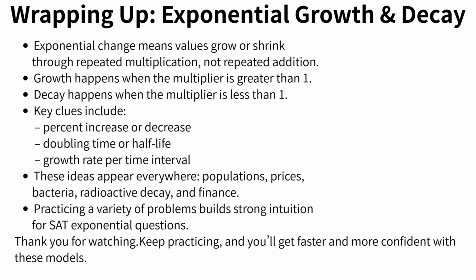Let's take a moment to wrap up everything we've covered about exponential growth and decay. Exponential change means that a quantity grows or shrinks through repeated multiplication, rather than adding or subtracting a fixed amount. Growth occurs when the multiplier is greater than 1, and decay occurs when the multiplier is less than 1. There are several key clues that tell you a situation is exponential. If you see a % increase or decrease, a doubling time or half-life, or a growth rate given for each time interval, those are strong indicators that the process follows an exponential pattern.